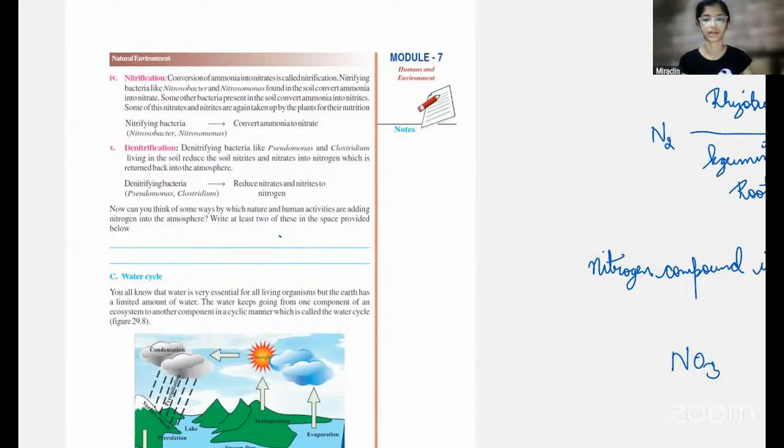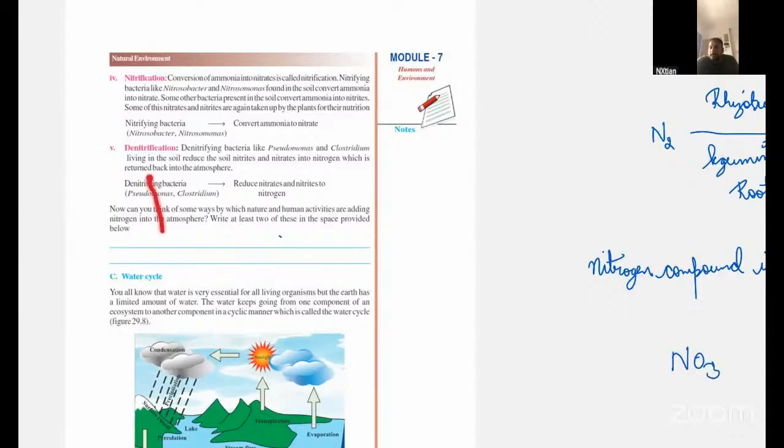Denitrifying bacteria like Pseudomonas and Clostridium living in the soil reduce the soil nitrites and nitrates into nitrogen, which is returned back into the atmosphere. Correct. Denitrifying bacteria always do the anti-nitrogen. Anti-nitrogen means they change the food which is for the plant, NO3, into N2. No use of that. Bad bacteria.